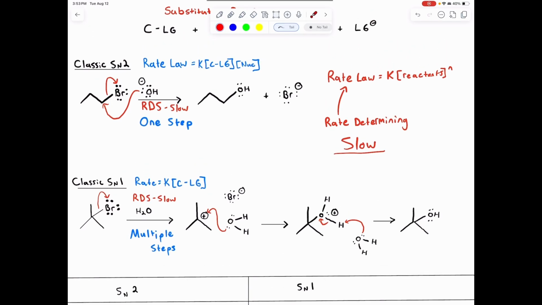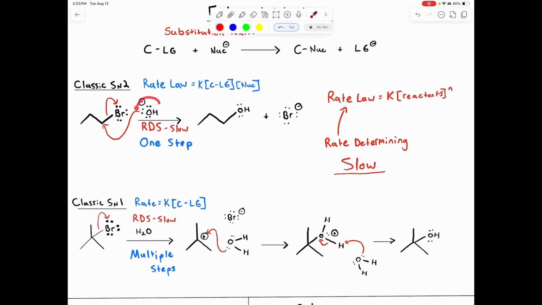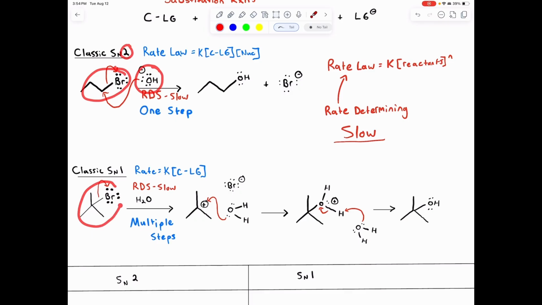Let me ask you a question. How many molecules are present or participate in the rate determining step of SN2? What you will notice is that there are 2 molecules that participate in the rate determining step for SN2. That's why it's called SN2. How many molecules participate in the rate determining step for SN1? Only 1 molecule participates in the rate determining step for SN1. That is why it's called SN1.